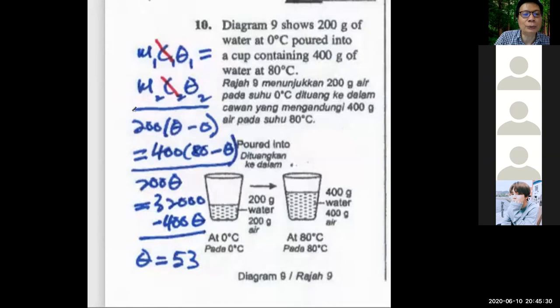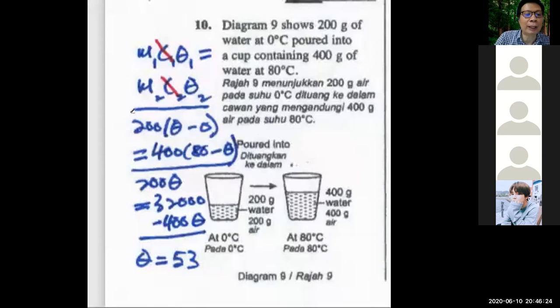So M1 is 200, it's given here, 200 gram. The change in temperature: because this one is 0 degree, this one is 80, the final temperature theta is definitely between 0 and 80. So the change in temperature here is theta minus 0, because theta is higher than 0 degree. On the right side, the hot water, 400 gram. Here, the change in temperature is 80 minus theta, because theta is smaller than 80. C1 and C2 can be cancelled off because both are water, so the specific heat capacity value is the same.